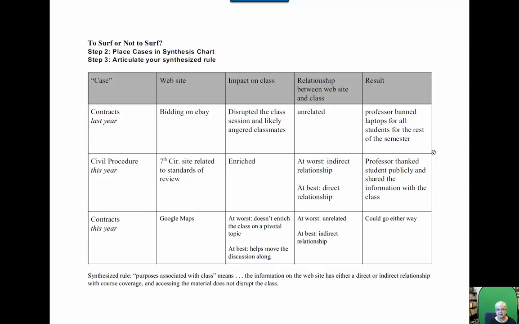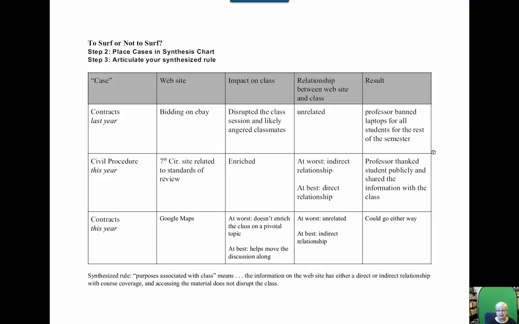At worst, it's unrelated. So that puts us in pretty tricky territory because if you look at the relationships in the other cases, unrelated and indirect, unrelated gets us what we don't want. An indirect relationship probably isn't going to get us what we do want, which is maybe some praise and some recognition by the professor. So you see in the result, this could really go either way. You can argue that this case is more like the contracts case or more like the civil procedure case.